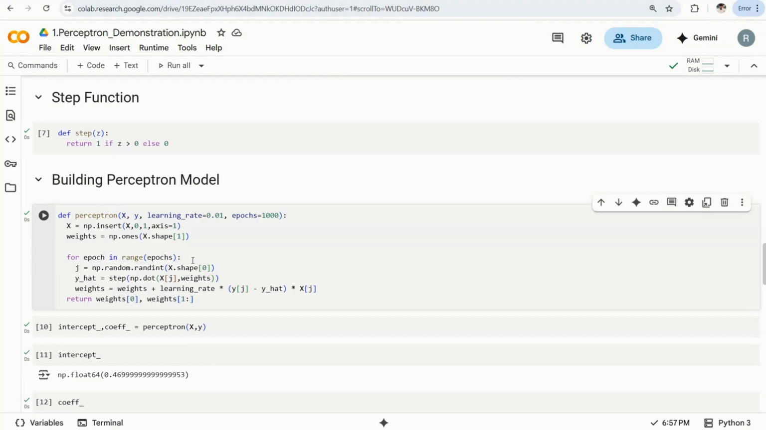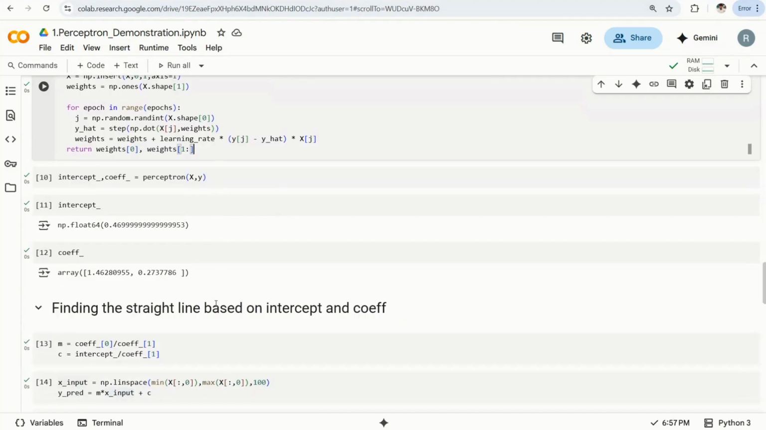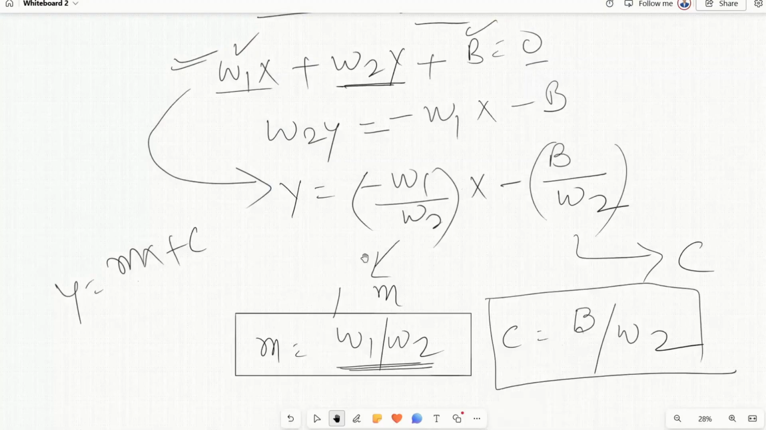It takes any random data point, applies a loop, and inside the loop it does forward propagation, finds the y predict, and applies the update rule. This is the update rule, and according to the update rule it will find the new weights and bias. Eventually it will find the weight and bias, and then you will find the best fit line. This is the purpose of training, to find the best fit line.